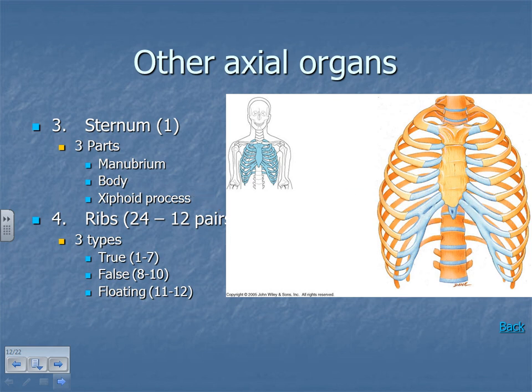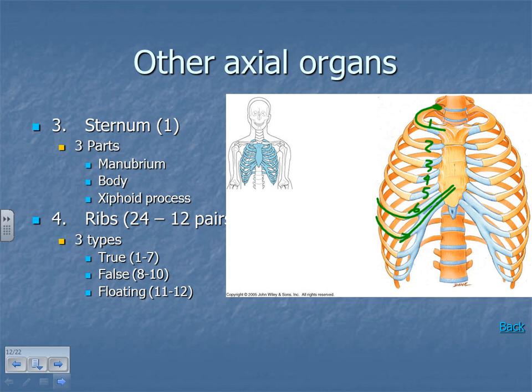Okay. There are 3 types of ribs. The first 7, see if we can count them: 1, 2, 3, 4, 5, 6, 7. The first 7 are called true ribs because the way true ribs work, they go from a thoracic vertebrae directly to a part of the sternum. So there's 6 and there's 7 on both sides. So those are the true ribs.